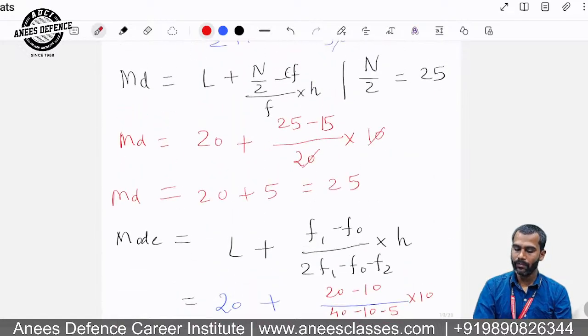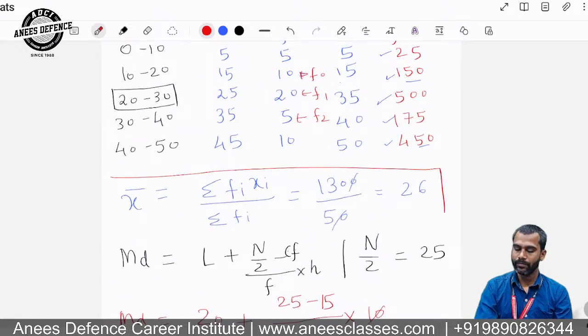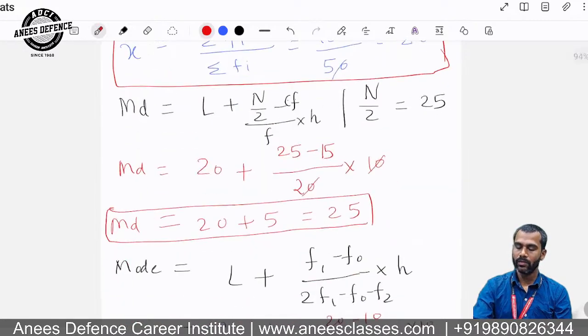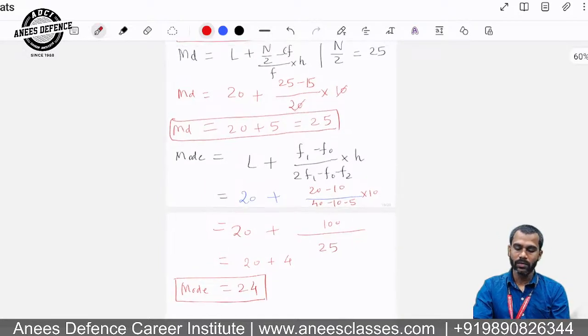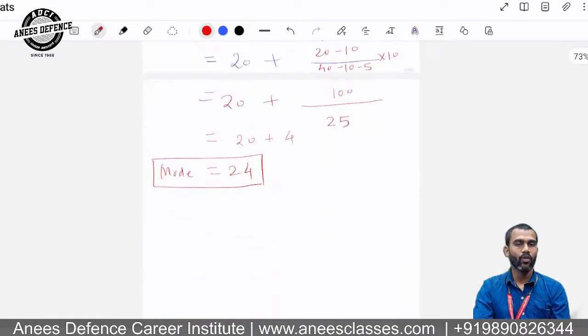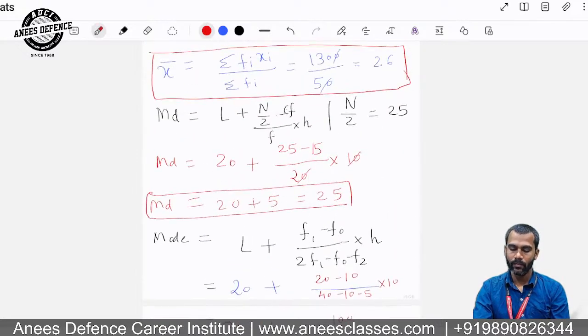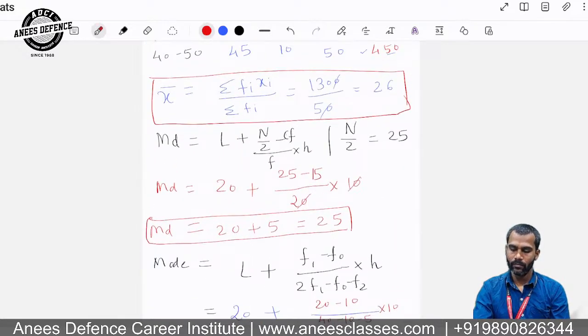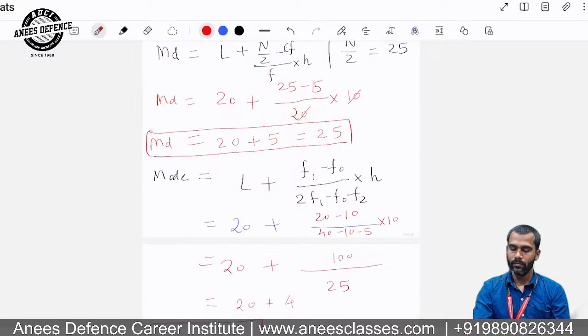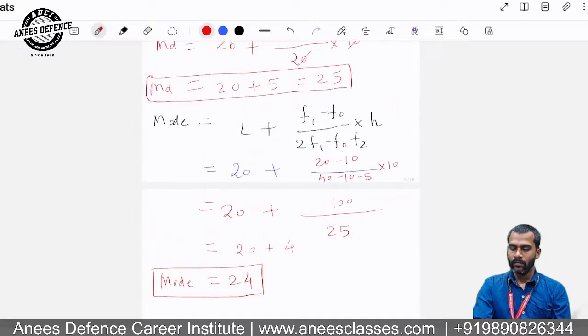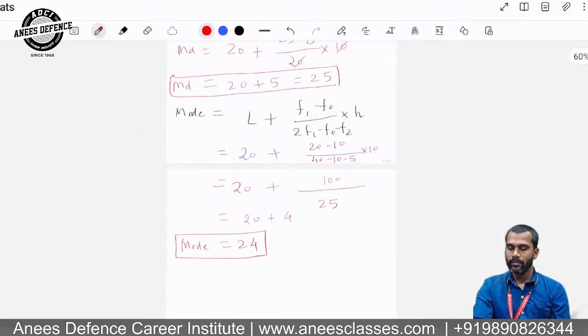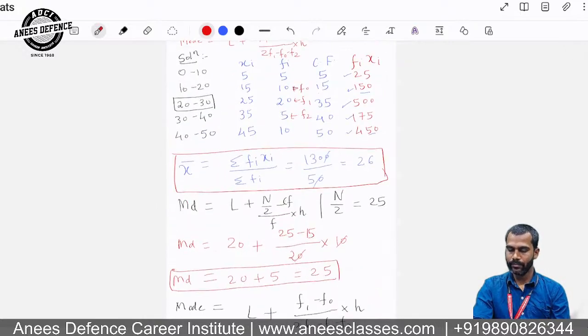So we have got median 25, x bar 26, and mode 24. So 24, 25, 26. Is there any doubt? I hope it is clear. Shall we move ahead? Please note it down, this solution, very easy.